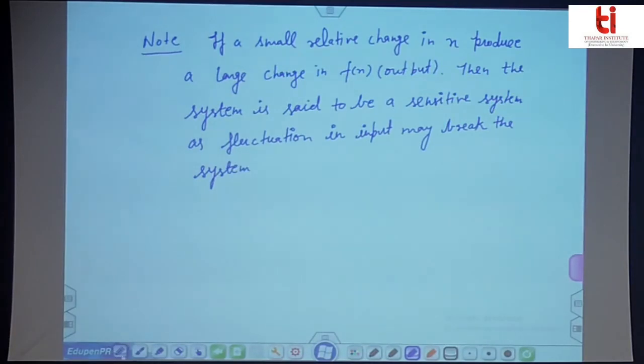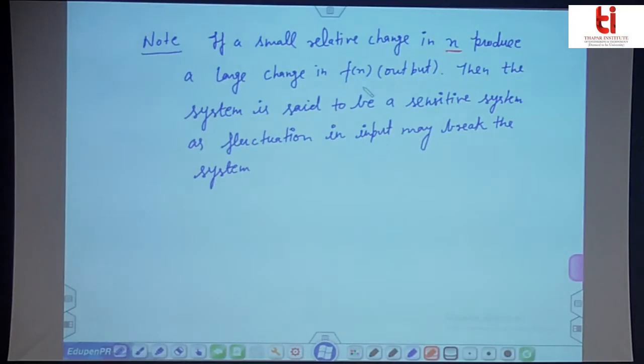So, if a small relative change in x produces a large change in f(x), that means if we make a small change in x, then we are getting a large change in f(x), then we say the function f(x) is very, very sensitive toward the input. If it is not producing a large change, then the function is what? It is a very, very stable function, we can say. So that's why ill condition means a small change in x produces a large change in f(x), then we say the system is ill conditioned. If a small change doesn't create a large change in the function, then we'll say the function is well conditioned.